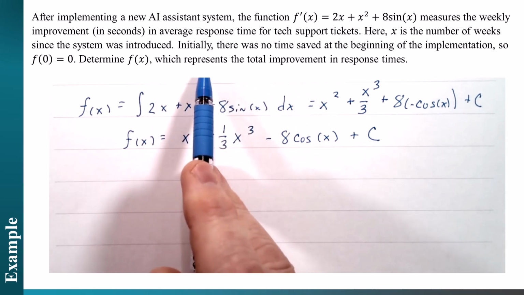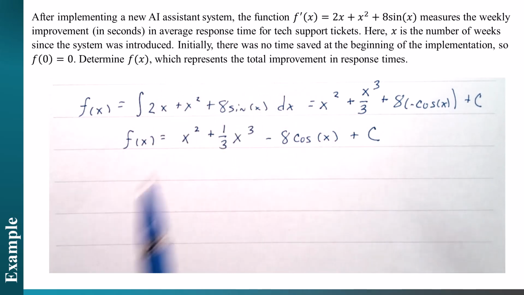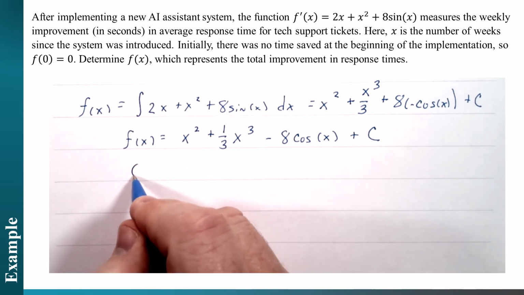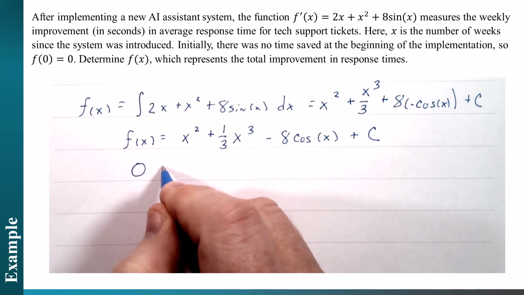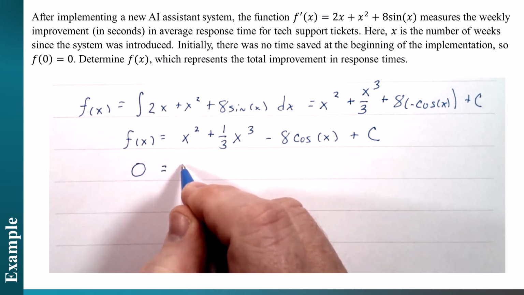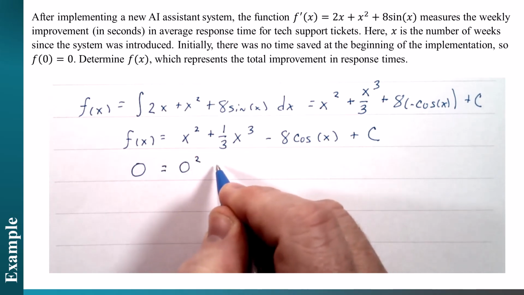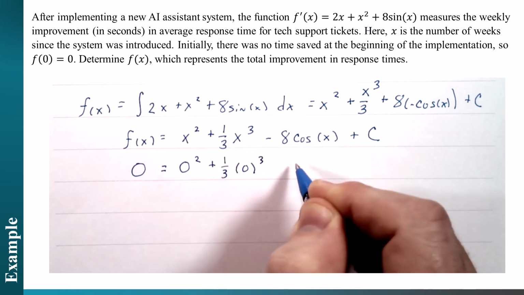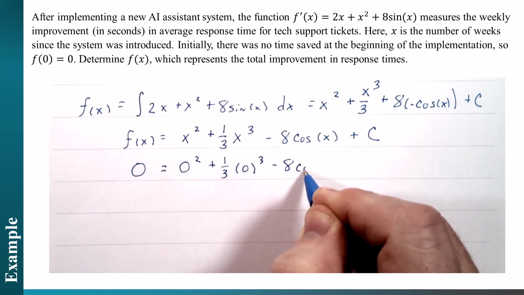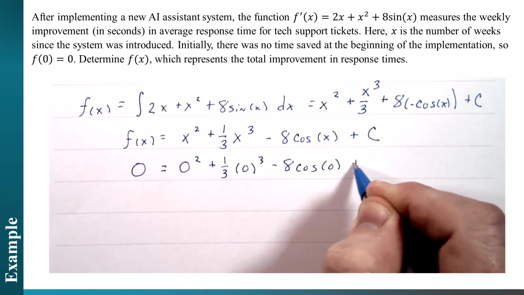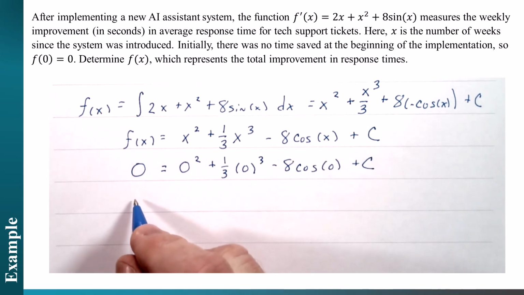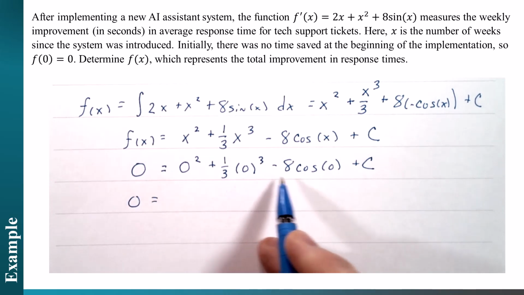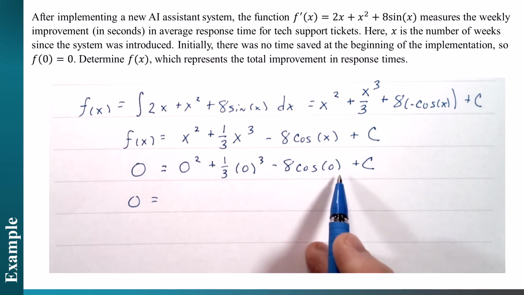I know that f of 0 is equal to 0. And that tells me that whenever I put a 0 in place of x, I get a 0 for f of x. So it looks like that gives me 0 equals 0 squared plus 1/3 times 0 cubed minus 8 times cosine of 0 plus c. Okay, so I know that 0 is equal to, let's see, this is 0 and this is 0. I have negative 8 times cosine of 0.